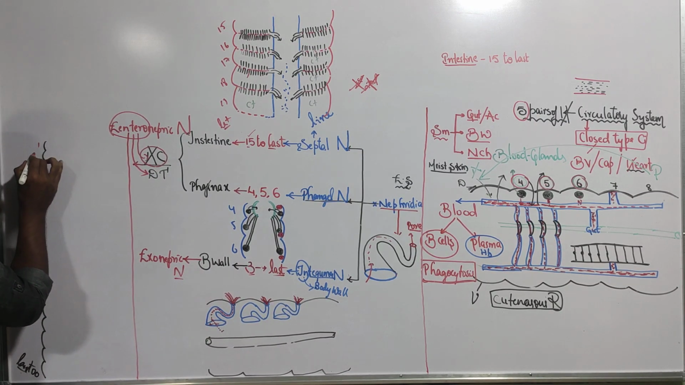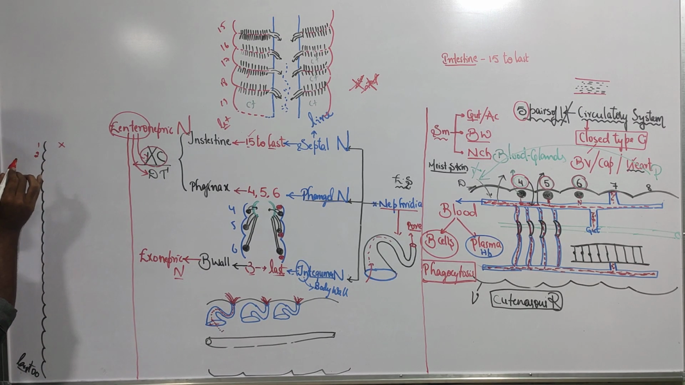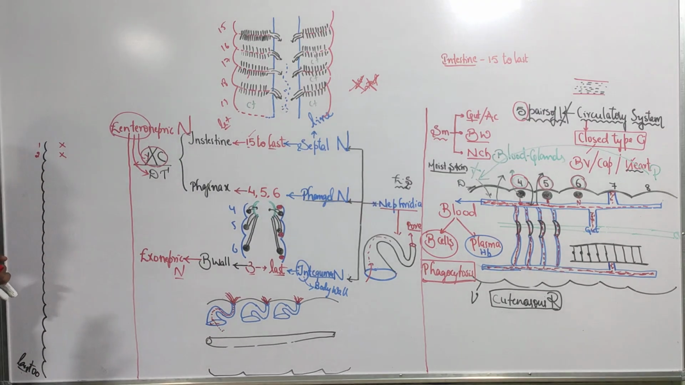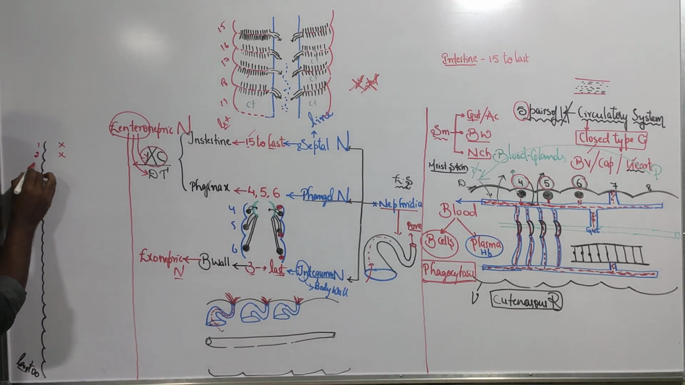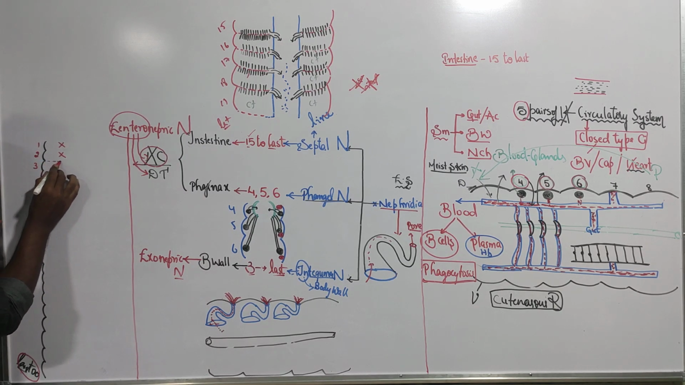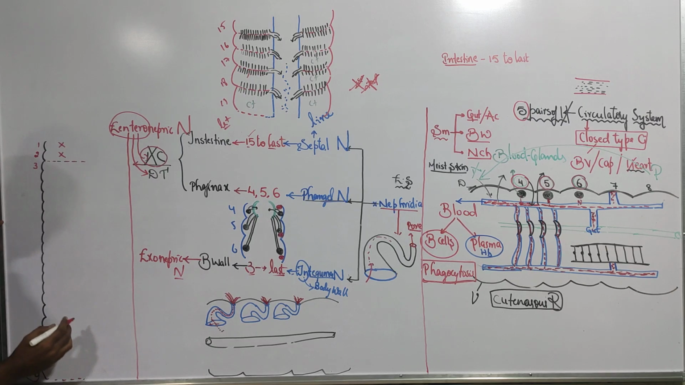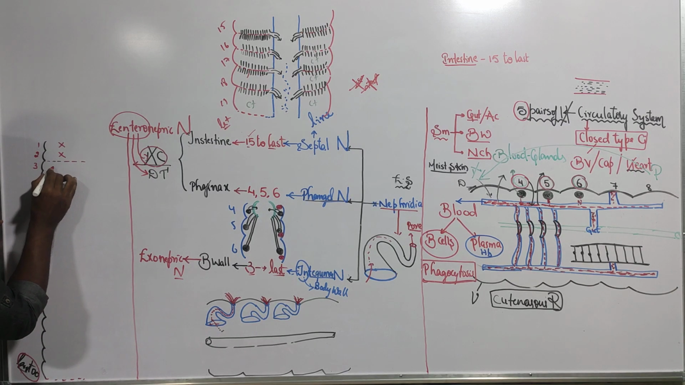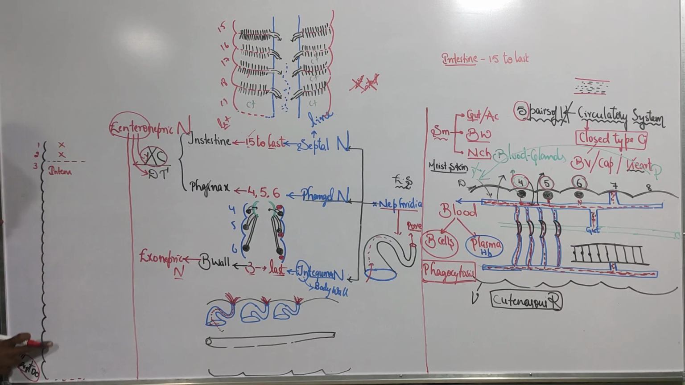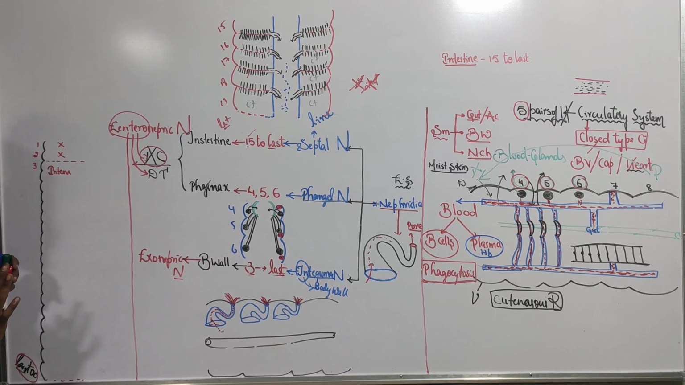This is segment number 1, segment number 2. In segment number 1, nephridia is absent. In segment number 2, nephridia is absent. From the third segment up to the last segment, we will see the integumentary nephridia.